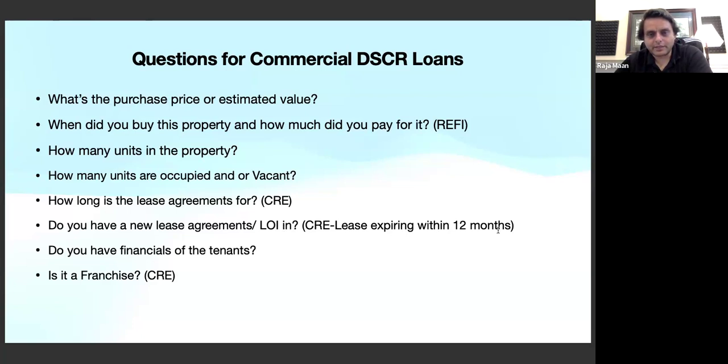In commercial real estate, if they're expiring within 12 months, we need to see if you have any LOI for the units that are going to be vacant, or whether the existing tenant is renewing it, or if they have an option to renew. Most leases have an option to renew, 5+5 or 10+10 or 5+2. So if they have it, it means they're going to be renewing it, or do they have any intent to renew it? Do you have financials of the tenants?